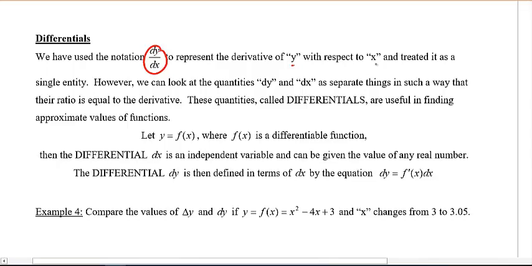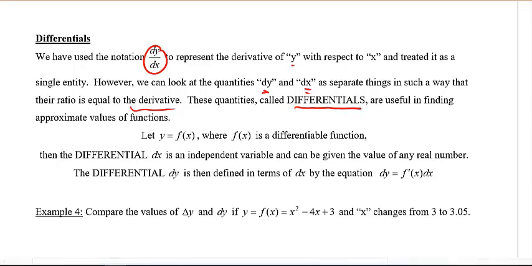However, you can also look at these quantities, dy and then dx, as separate things, in such a way that the ratio of dy to dx is equal to the derivative. When you look at it as two separate things, we actually call them differentials. And it's useful in finding approximate values of functions.